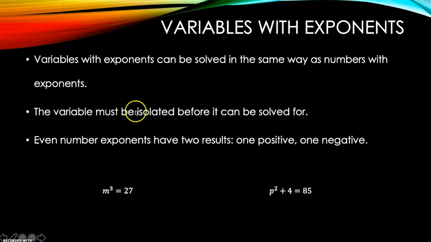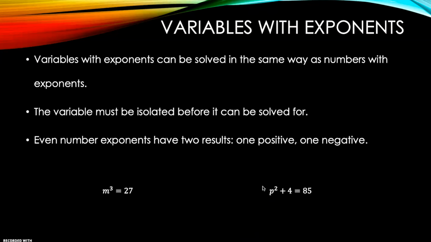So, what if we have variables with these exponents? Solving for these variables, if it's just the variable itself, is pretty simple. We just have to use the same method of isolating the variable on one side of the equation, and then we use the final step of taking the root of it. So in this case, we take the third root. In this case, we take the square root.